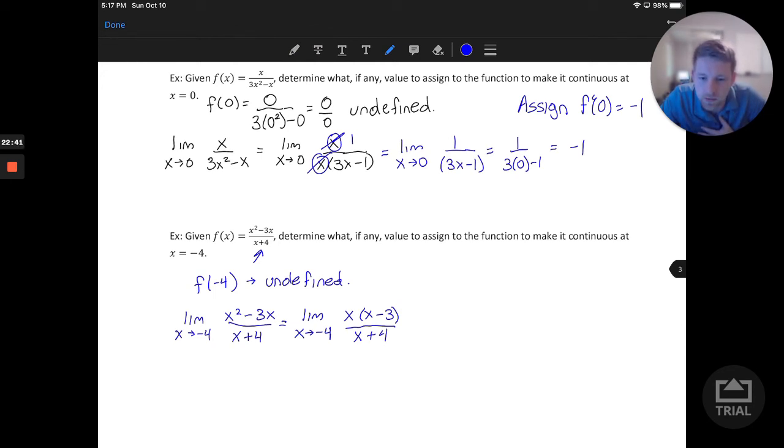There's no way to make that function defined at negative 4. And so here, this would be an example of an essential singularity. And so we could not make that function defined there. So we cannot assign a value here to make that function continuous at x equals negative 4.